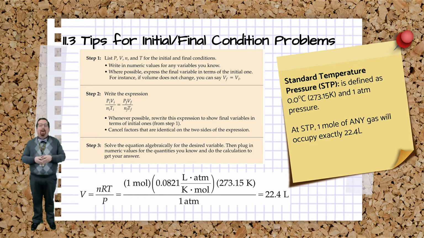If you run across a problem that gives you a set of conditions at STP, that stands for standard temperature and pressure, which is defined as a temperature of 273.15 Kelvin and a pressure of 1 atm. If we plug those values into our ideal gas law, we'll see that at standard temperature and pressure, 1 mole of any gas will occupy a volume of 22.4 liters.